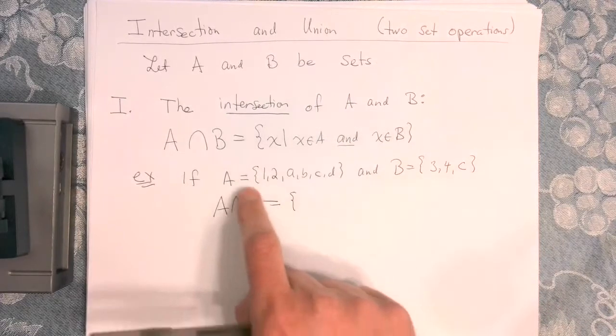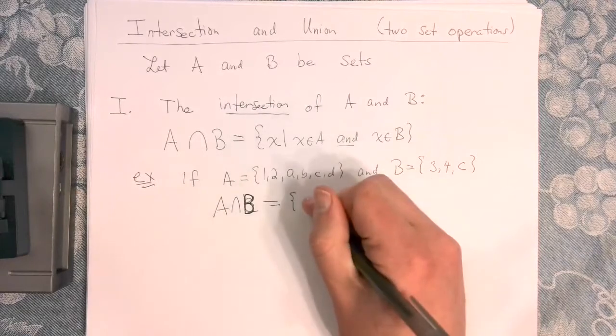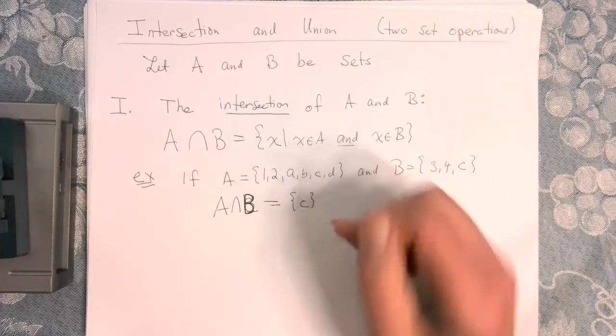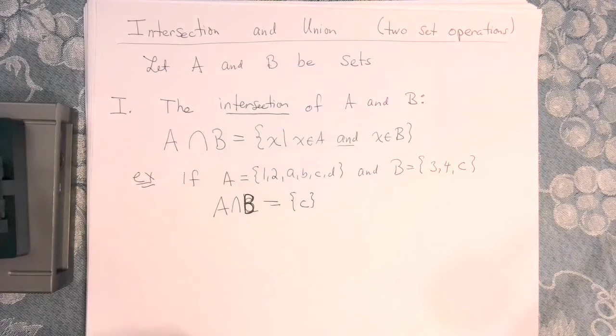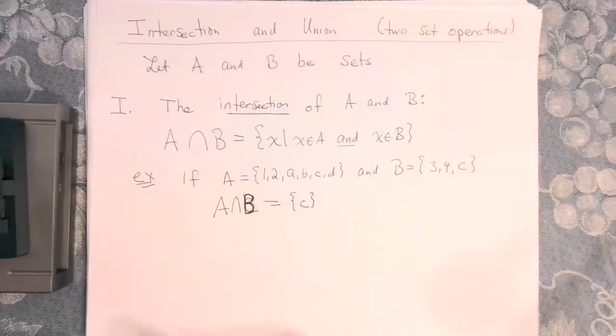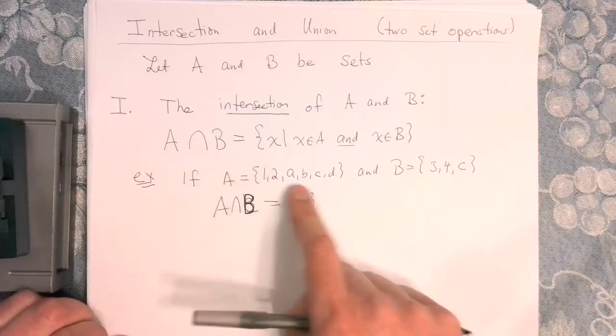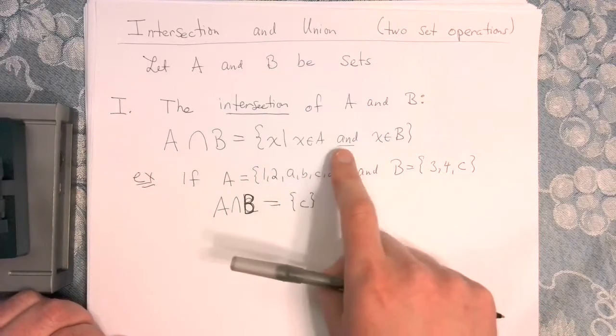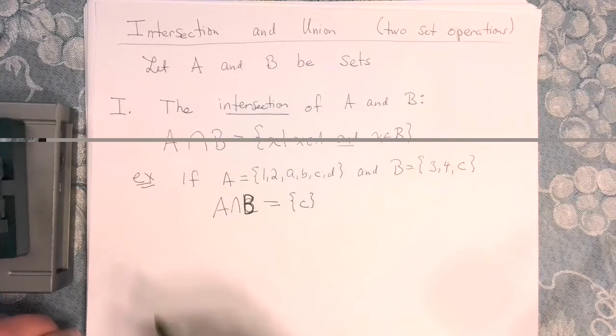So whenever I compute this intersection, the result is a set. I would never just write the letter C here. Just a heads up, in mathematics, when we have a set containing one element, we call that a singleton set. So this is actually the singleton set of C, a set containing one element. Okay, great. So intersection looks at two sets and says, okay, what's common to both sets?